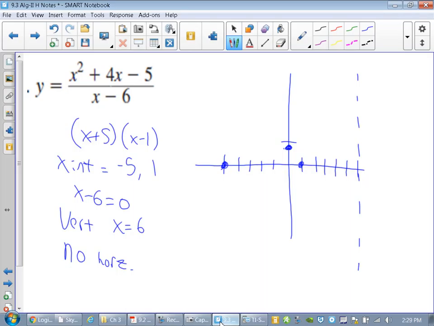Okay? Yes, ma'am? If it's 5/6, then how would you find this? It's not. The first tick mark is at 1. It's right below 1. Oh, 5/6. Okay.